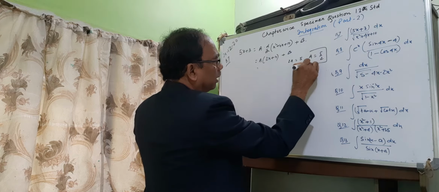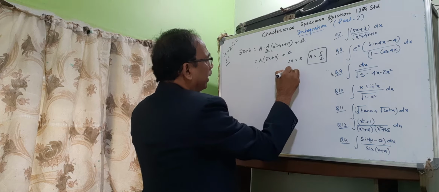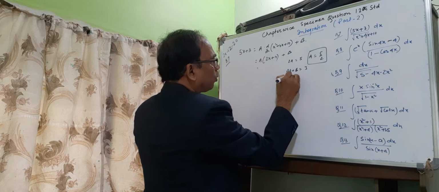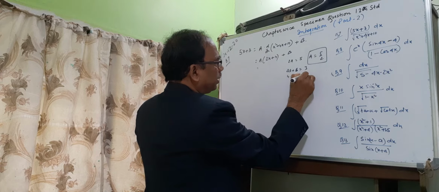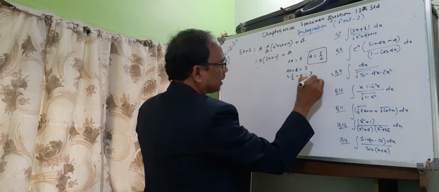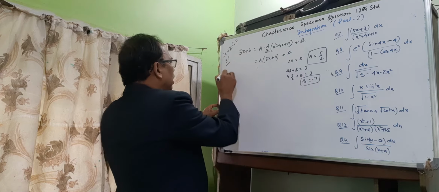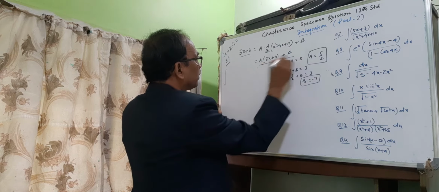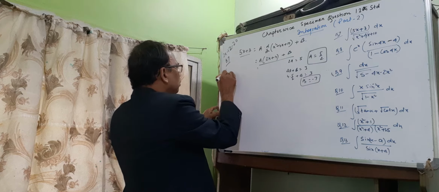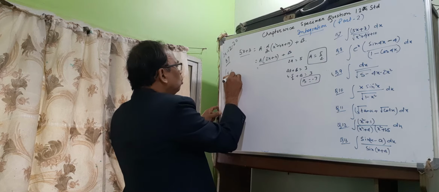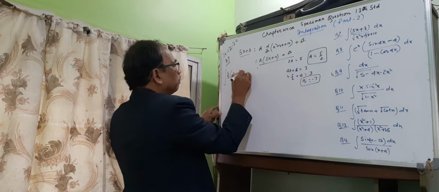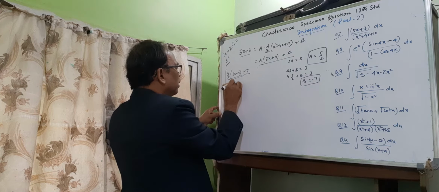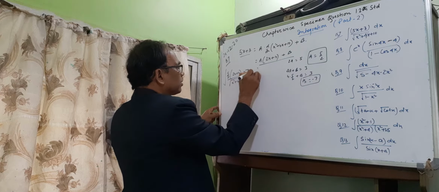Keep it, and 4a plus b equals 3. Value of a: 4 into 5 by 2 plus b equals 3, then b is minus 7. Now put the value of a and b here. Now integration 5x plus 3, this means, value of a is 5 by 2, into 2x plus 4, plus value of b is minus 7, by square root of x square plus 4x plus 10 dx.